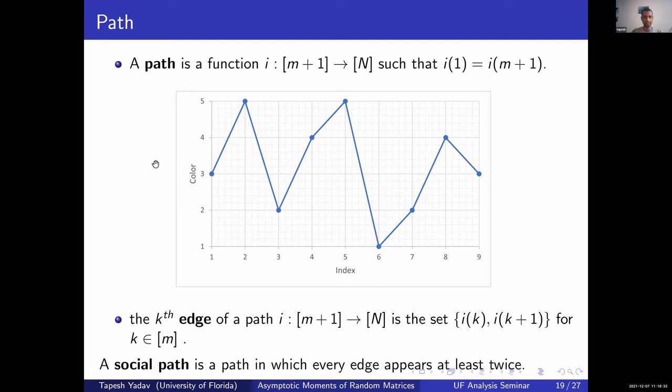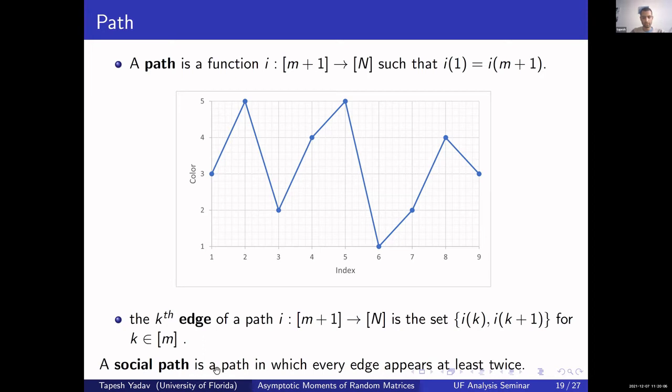The kth edge of a path i is the set {i_k, i_{k+1}} for k inside [m]. For example, the third edge here is this edge. It's simply the third edge, and by edge we mean the collection of y values. So it's the collection of 2 and 4 that gives us the third edge for this path.